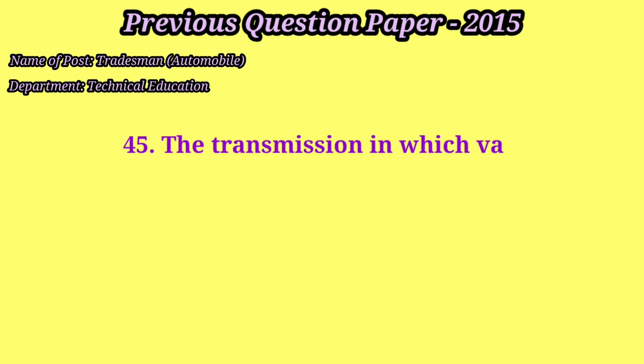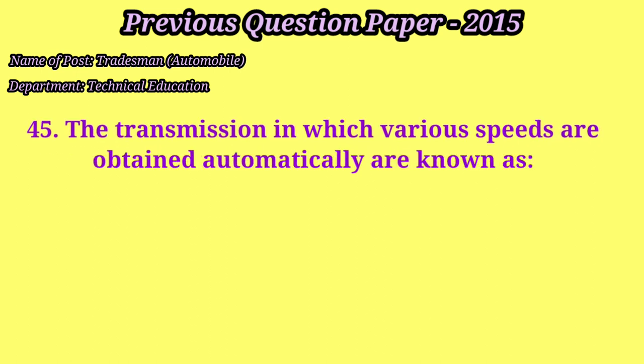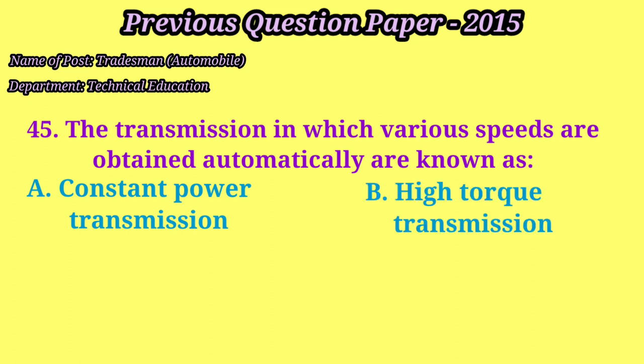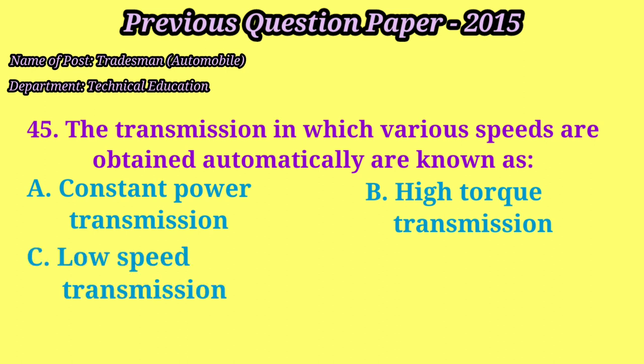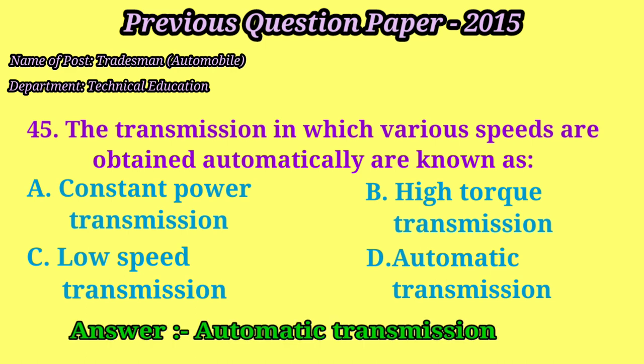45. The transmission in which various speeds are obtained automatically is known as: A. Constant power transmission. B. High torque transmission. C. Low speed transmission. D. Automatic transmission. Answer: Automatic transmission.